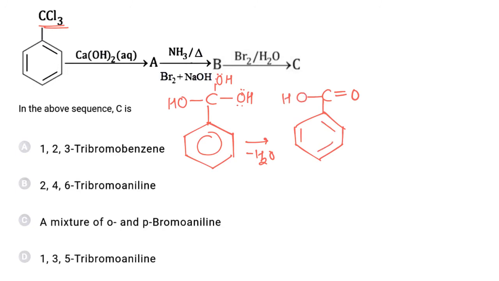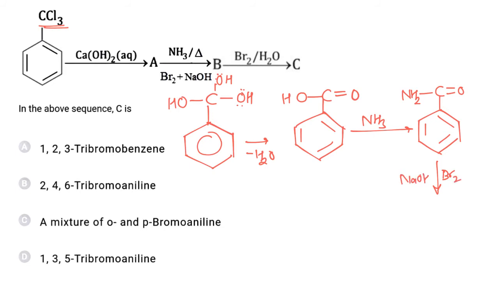Now this carboxylic acid on reacting with ammonia on heating is converted to amide, so we will get benzamide as a product, so C double bond O, NH2 is formed. Now this benzamide on reacting with bromine and NaOH undergoes Hofmann bromamide reaction, and due to the Hofmann bromamide reaction it will be converted to aniline along with formation of NaBr and CO2.